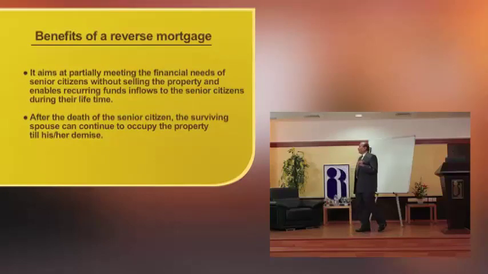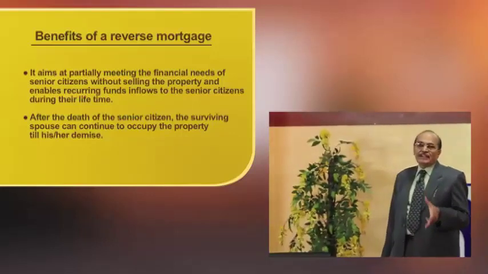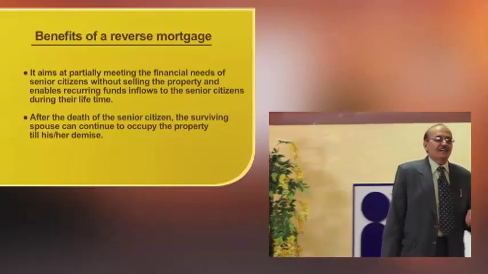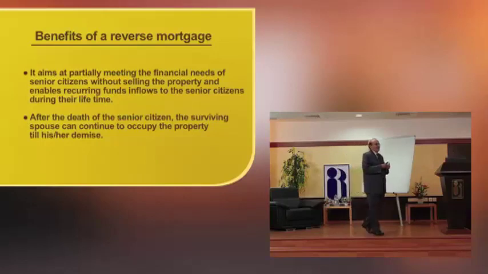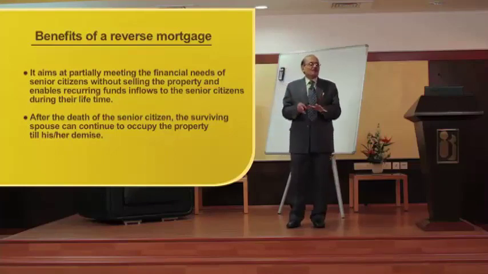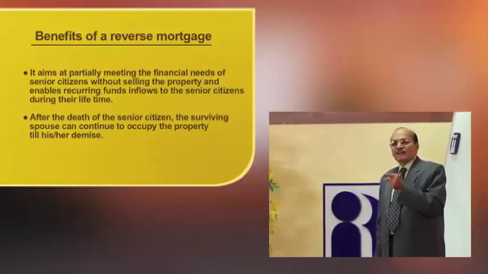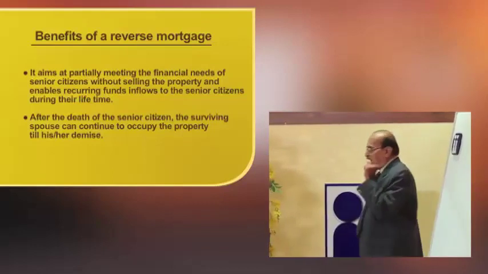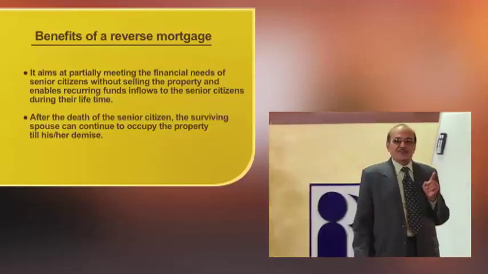What are the benefits of a reverse mortgage? Basically, it enables meeting the financial needs of senior citizens without selling the property, and it enables a recurring flow of funds to the senior citizen during their lifetime. The second benefit is that after the death of the senior citizen, the surviving spouse can continue to occupy the property till his or her demise. Only thereafter, after the death of the spouse, the bank will sell the property and recover its dues. Thank you.